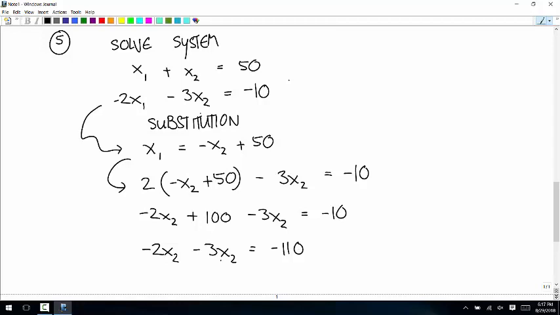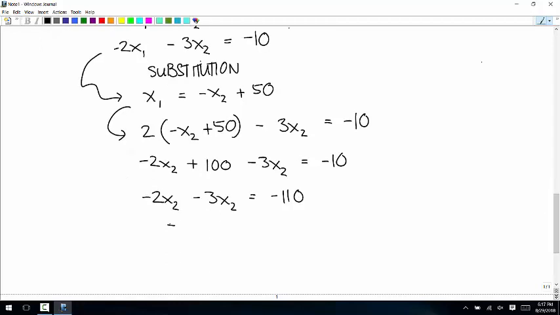Negative 2x2 and negative 3x2, we can add those two coefficients together, and we just get that negative 5x2 is equal to negative 110. And then divide both sides by negative 5, and you get x2 is equal to 22.